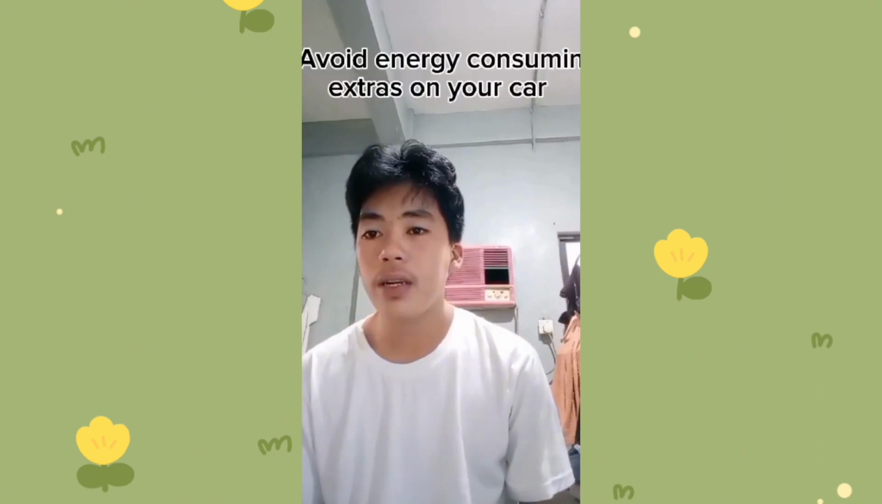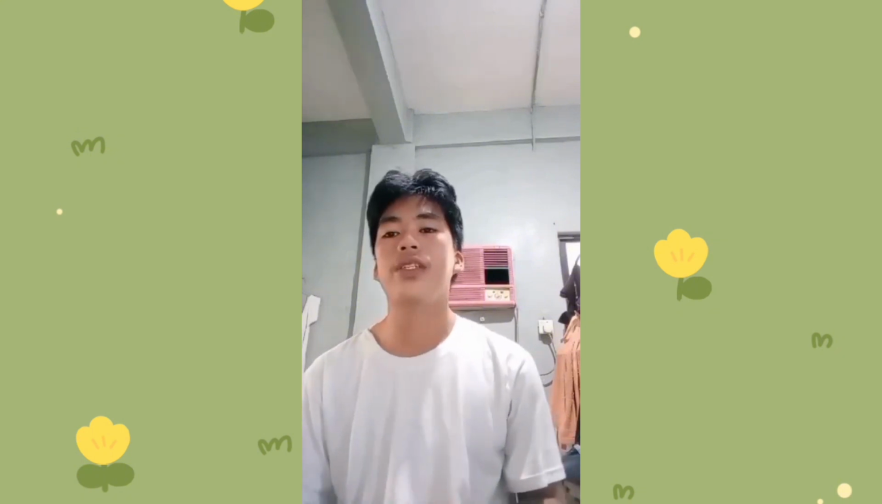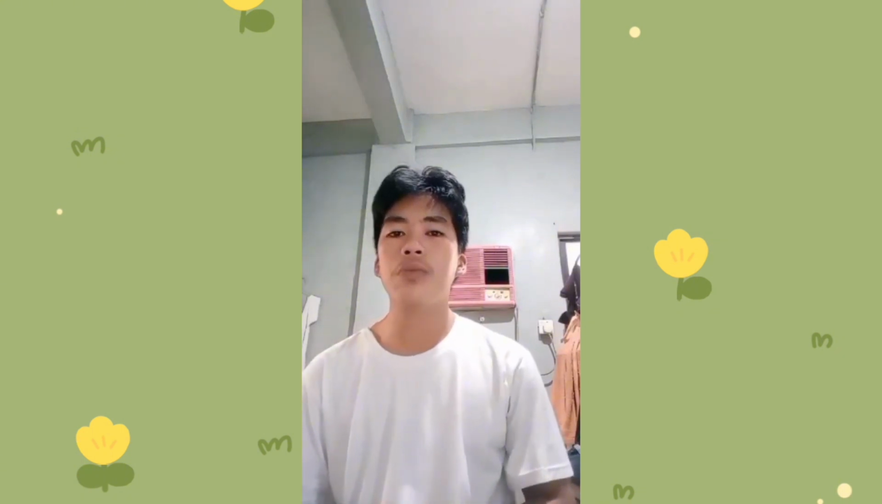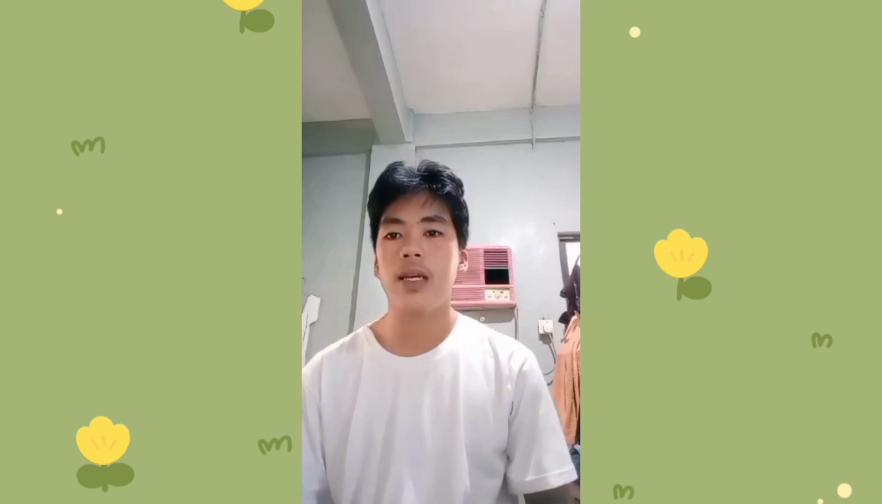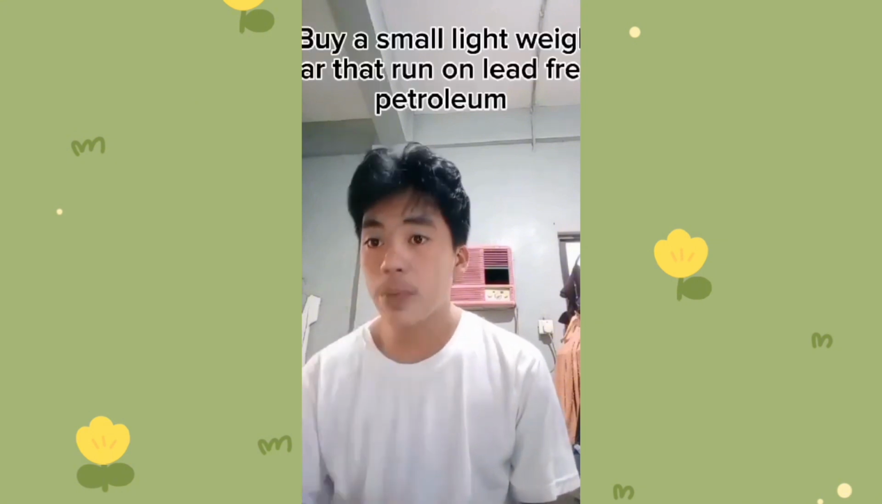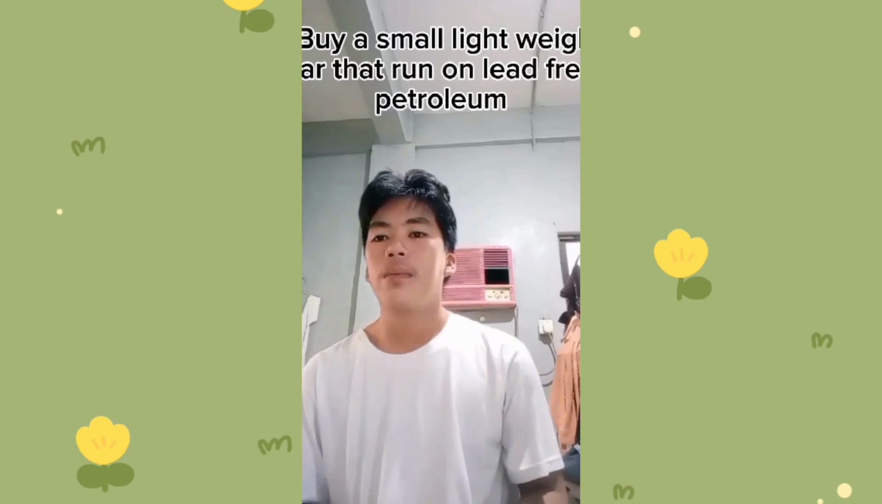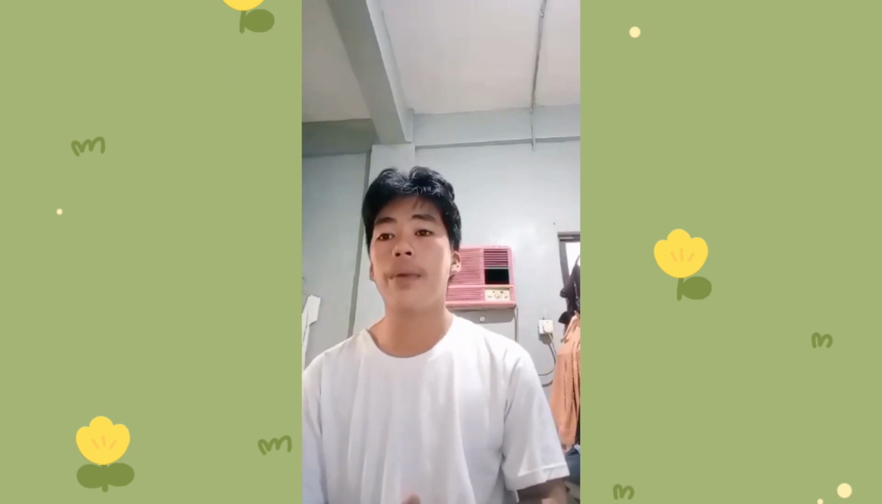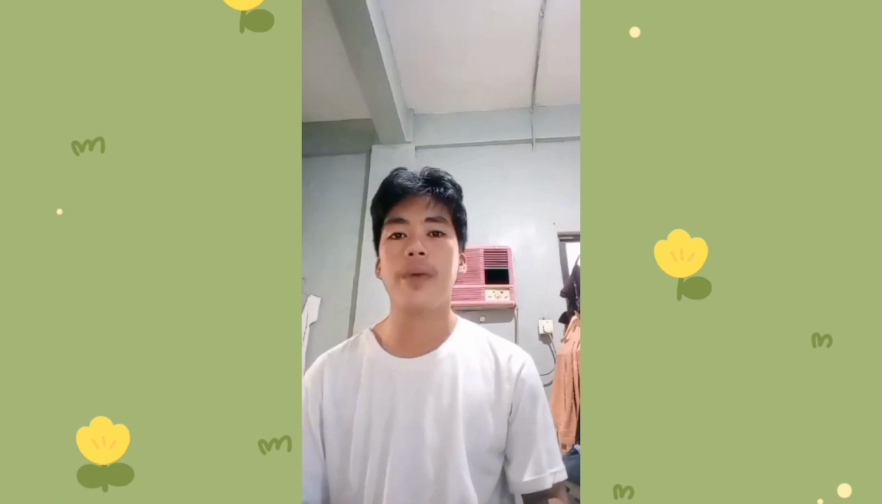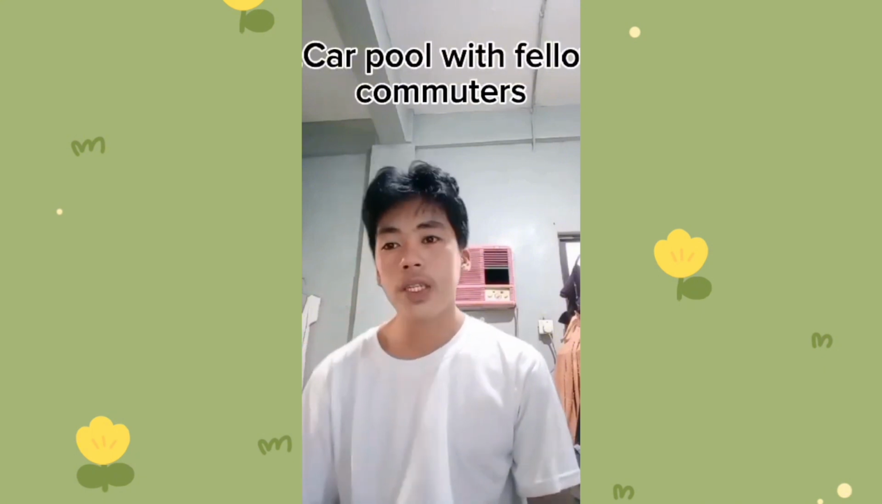Number 5, avoid energy consuming extras on your car. That means we avoid all the unnecessary things that consume extra fuel in the car. It is much better to avoid extra items so that we save fuel. Number 6, buy a small lightweight car that run on lead-free petroleum. Small, light cars are better to use so that we save fuel. So next is carpool with fellow commuters.